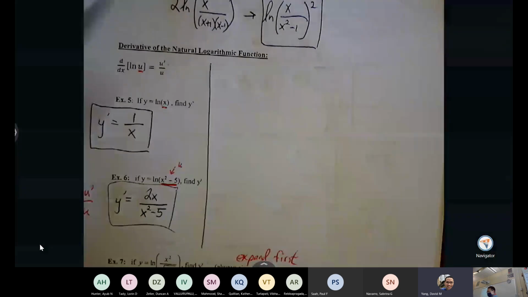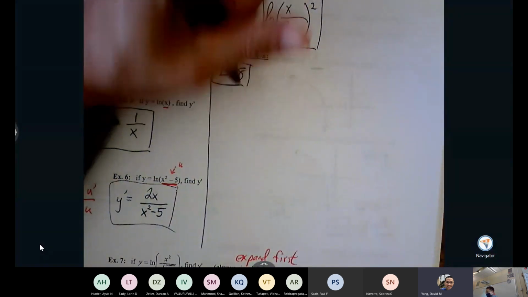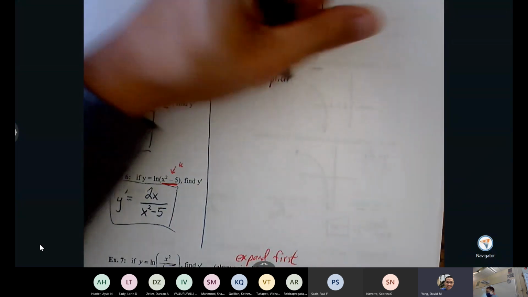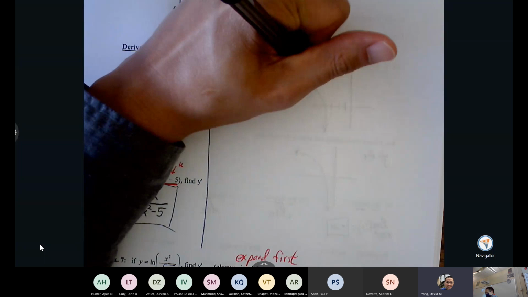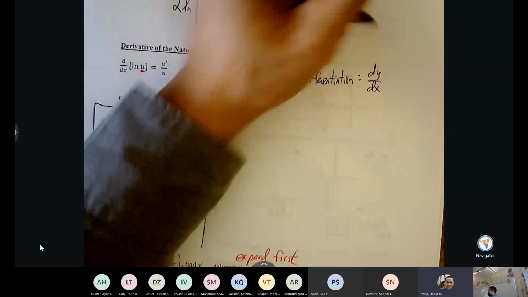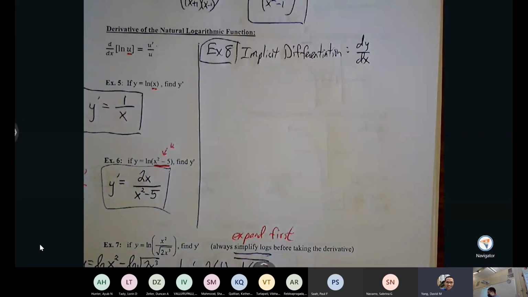All right, if you guys can use the space above, we'll call this example 8. We're going to do an implicit differentiation problem here, and that means we've got to find dy/dx. We know we have to do implicit differentiation whenever your equation has y's that look out of place or multiple instances of y's. Okay, so here's the problem.